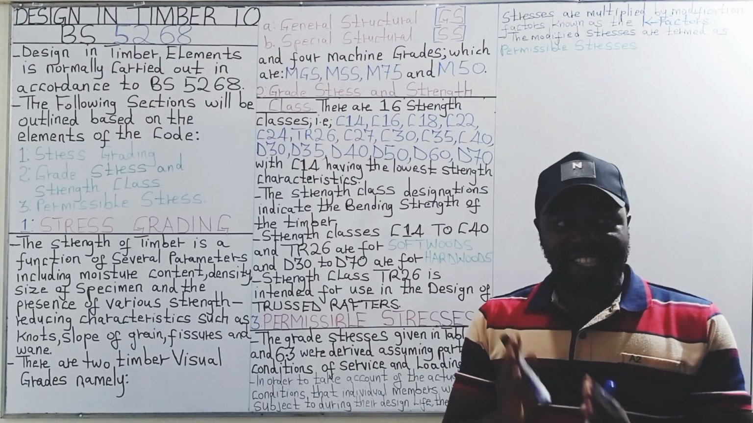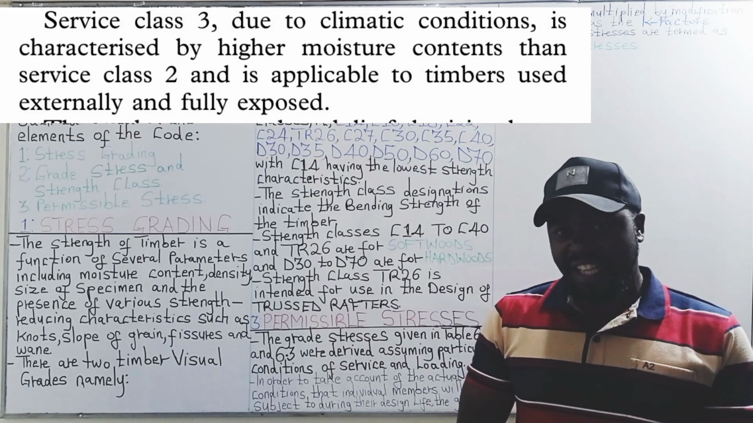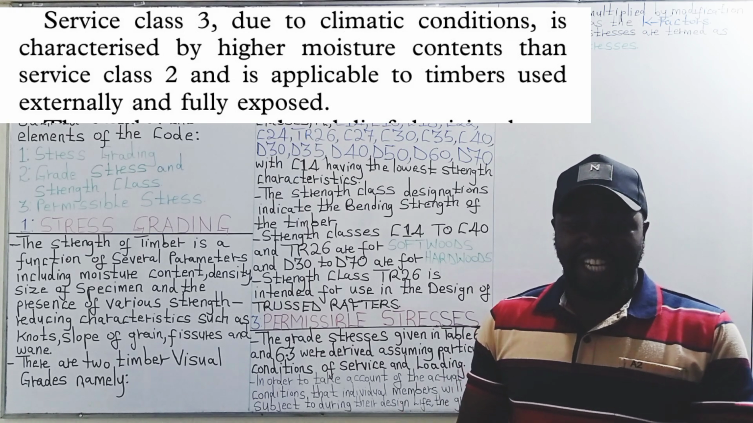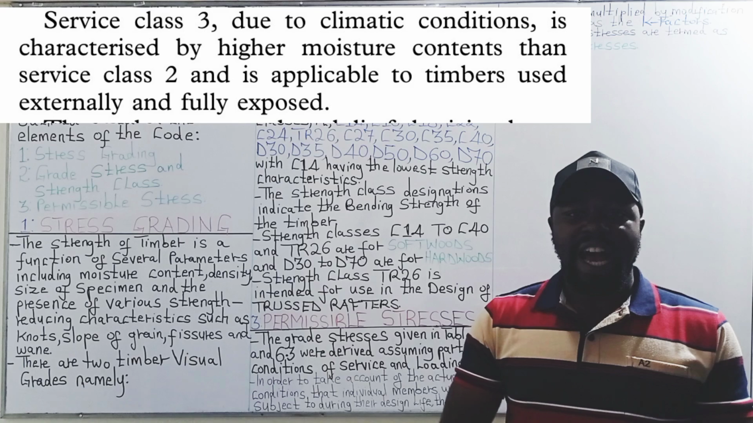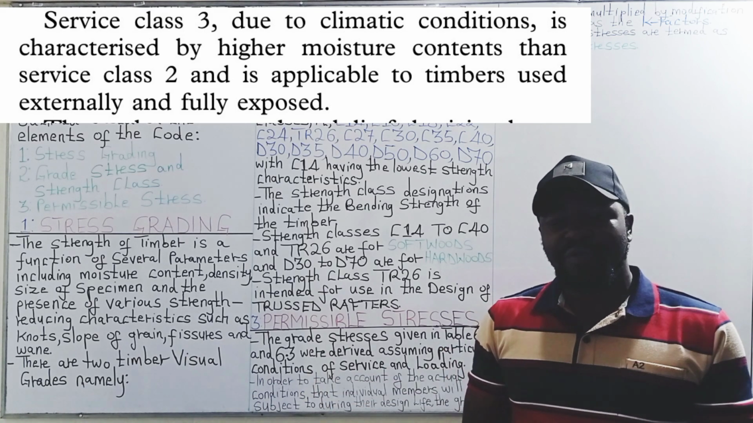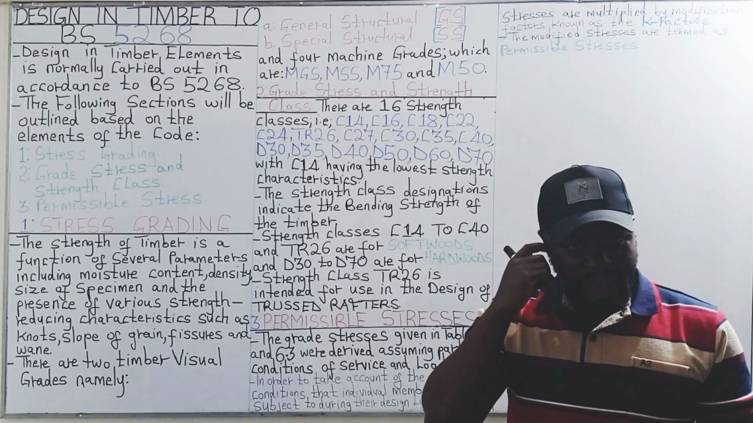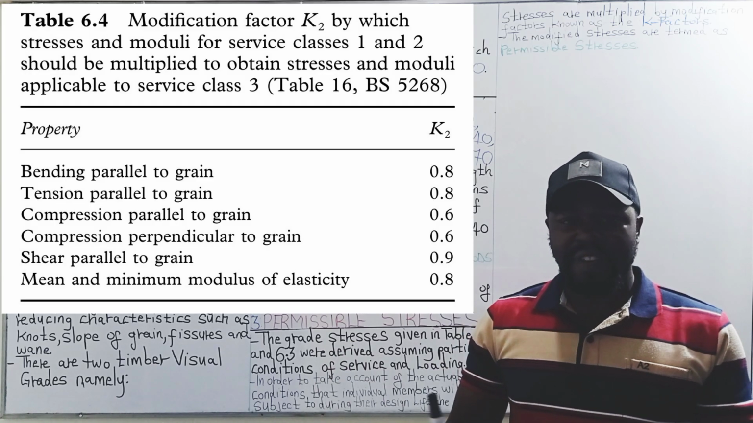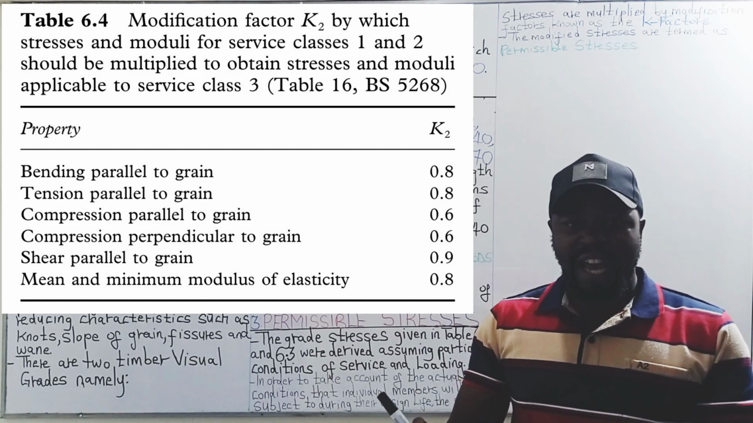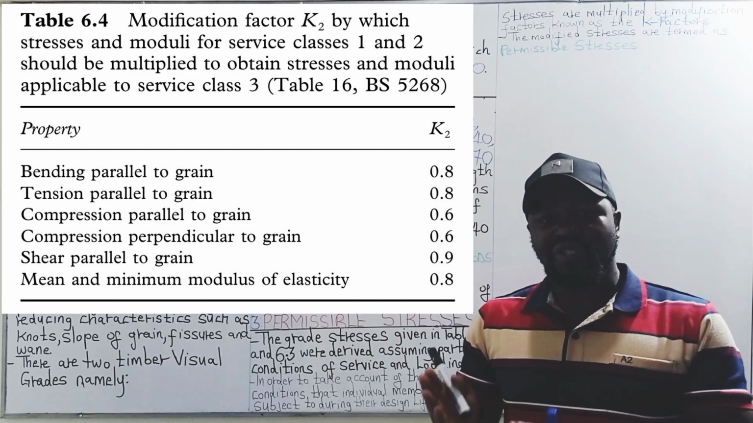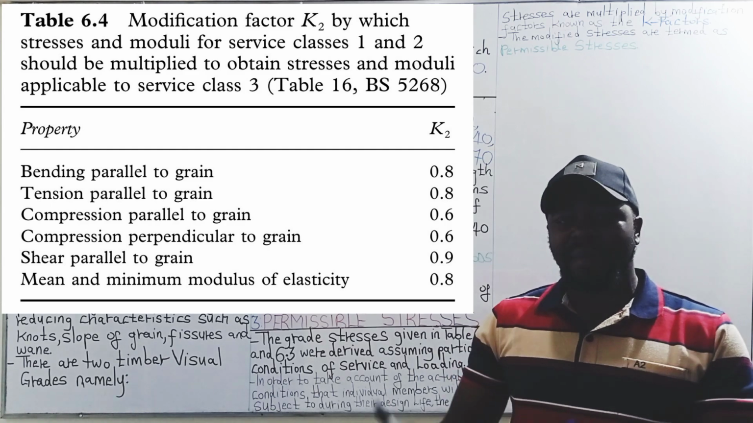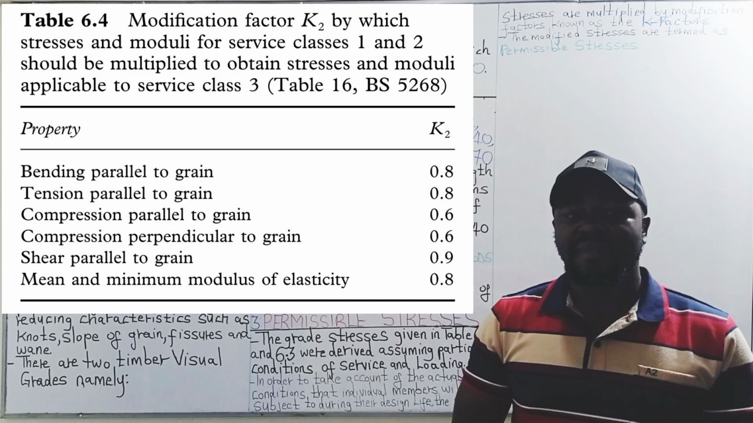Then the third class is service class 3, and in this class, due to climate conditions, it is characterized by higher moisture contents than service class 2, and it is applicable to timbers used externally and timbers which are fully exposed. Table 6.4 shows modification factors K2, by which stresses and moduli for service class 1 and 2 should be multiplied to obtain stresses and moduli applicable to service class 3.